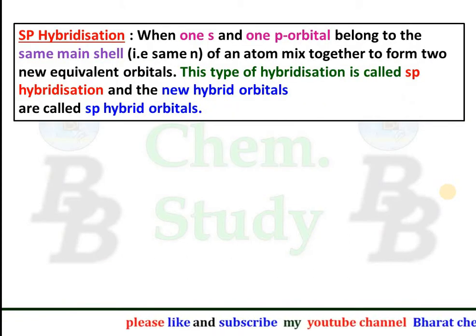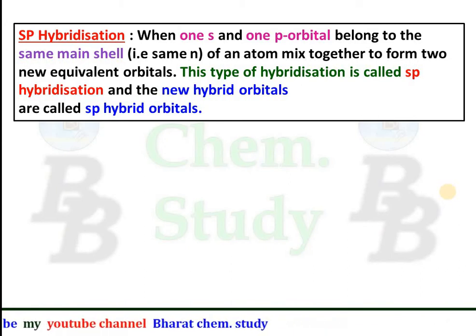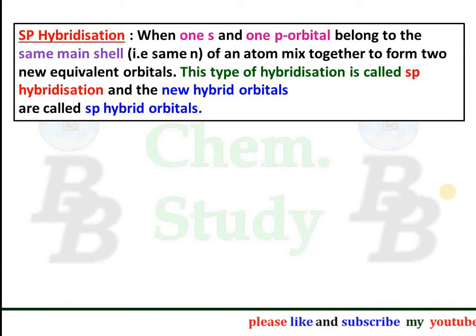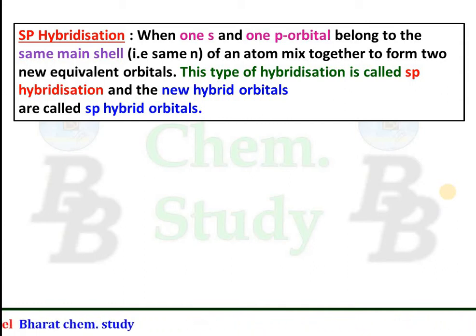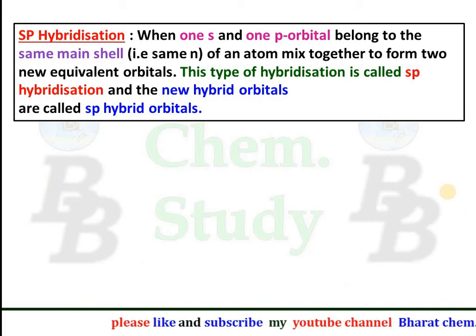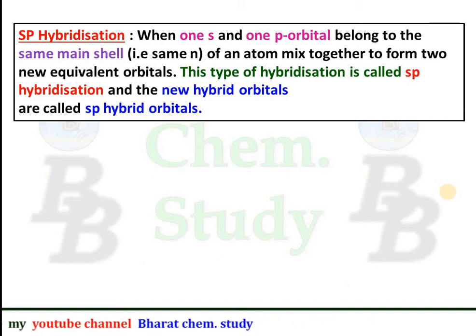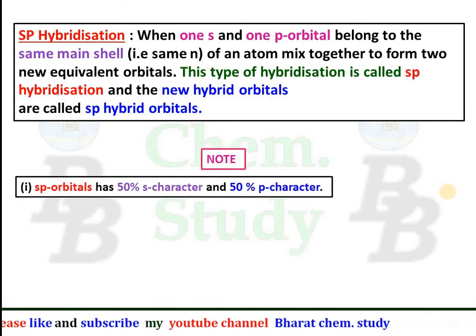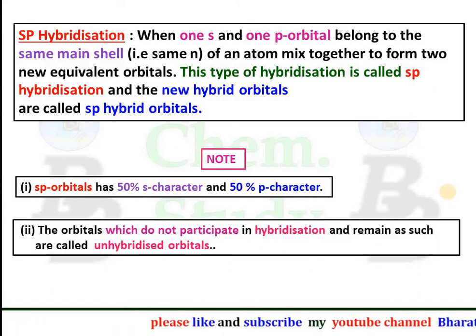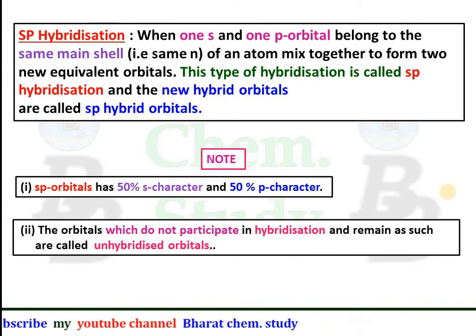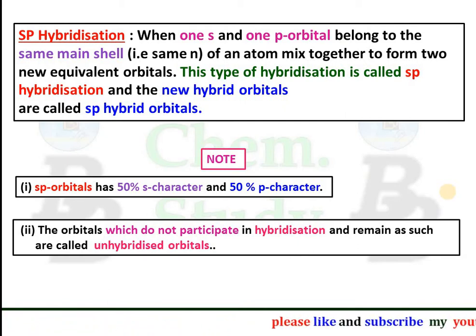First, sp hybridization. When one s and one p orbital belonging to the same main shell, having the same value of n, of an atom mix together to form two equivalent orbitals, this type of hybridization is called sp hybridization, and the new hybrid orbitals are called sp hybrid orbitals. Note, sp orbitals have 50% s character and 50% p character. The orbitals which do not participate in hybridization and remain as such are called unhybridized orbitals.